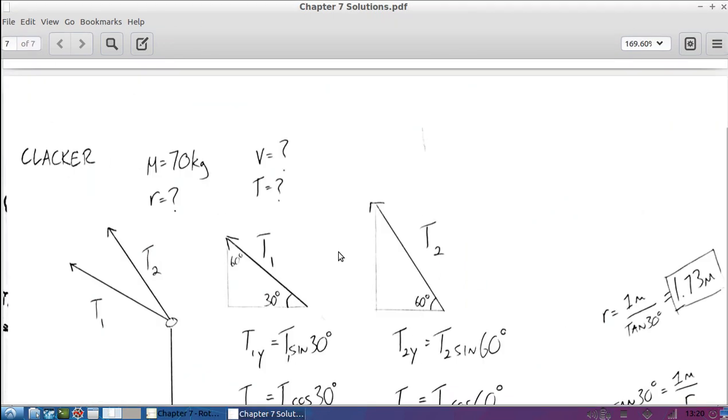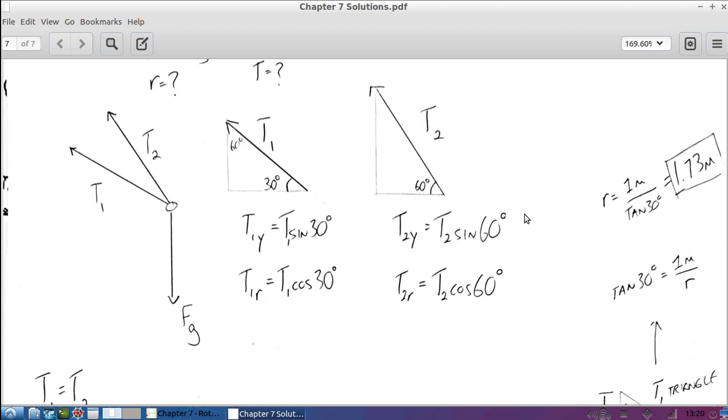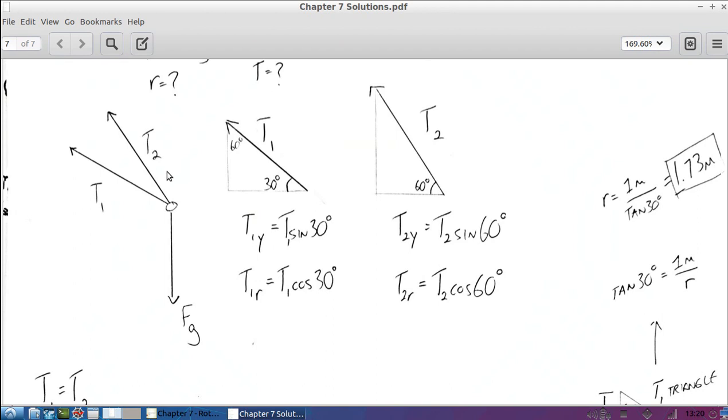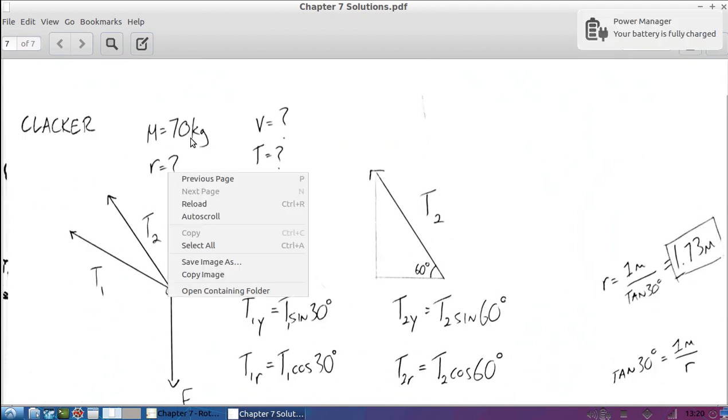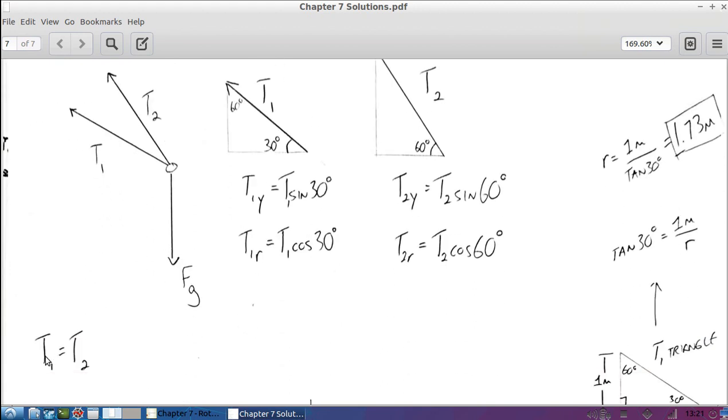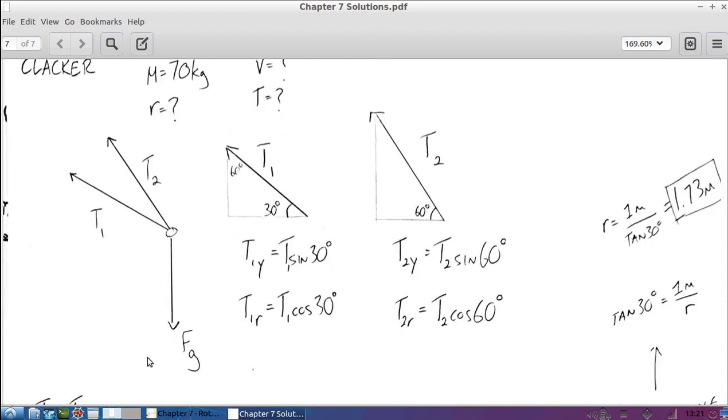So I'm going to set up my free body diagram of the object. All right. So I know the mass is 70 kilograms. I don't really know anything else, just what's in the diagram. They don't give me the radius. I'm looking for the velocity. I'm looking for the tension in both of the wires. Now the tensions are the same, so T1 is equal to T2. So later on in the problem, I'll just start calling it T, because T1 and T2 are the same.